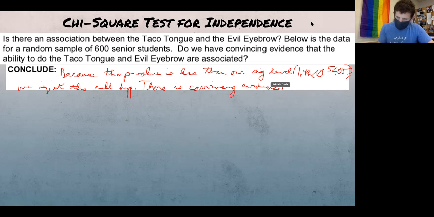And of course this is all kind of formulaic, right? There is convincing evidence that, and this is where I will start looking at the prompt. Do we have convincing evidence that the ability to do the taco tongue and evil eyebrow are associated? We have convincing evidence that the ability to, and I'll just put that much of it, to, you know, and then associated.